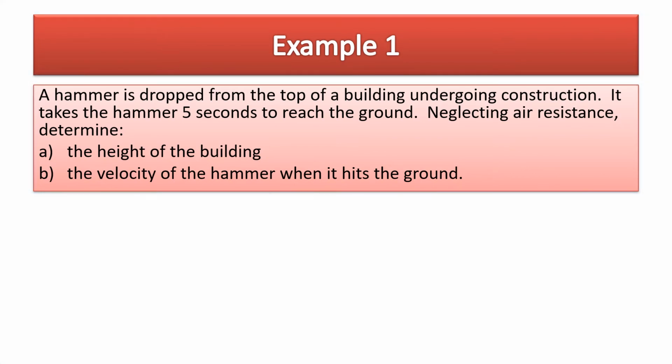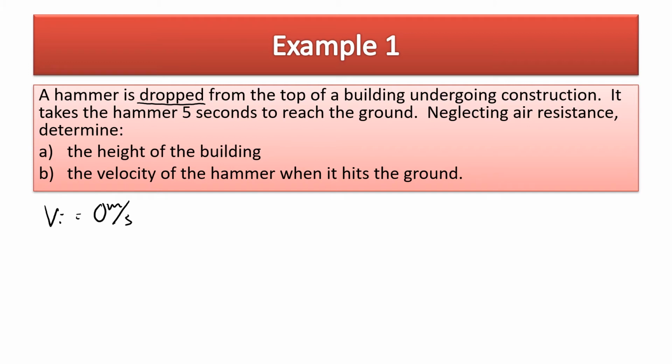That's right. A hammer is dropped from the top of a building undergoing construction. Now, it looks like they didn't tell you any numbers in that sentence, but they did, because it says it's being dropped. So not only does that tell us the initial velocity is 0 meters per second, but since there's a building there, we can assume we're on planet Earth.